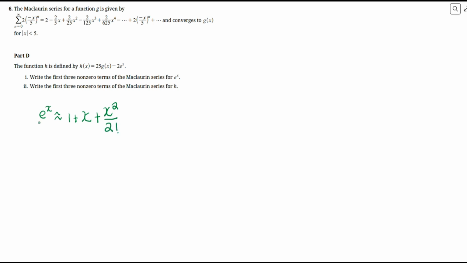Now this e to the x Maclaurin series is extremely important and you will have to memorize it for the AP exam. So please remember it and study it. Okay, this is part 1.